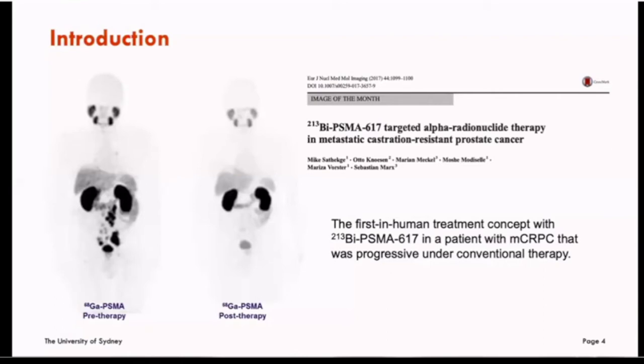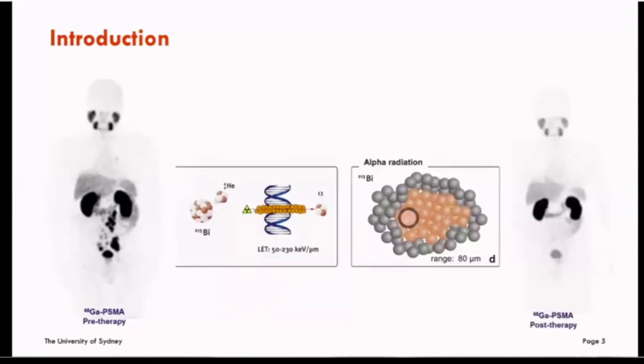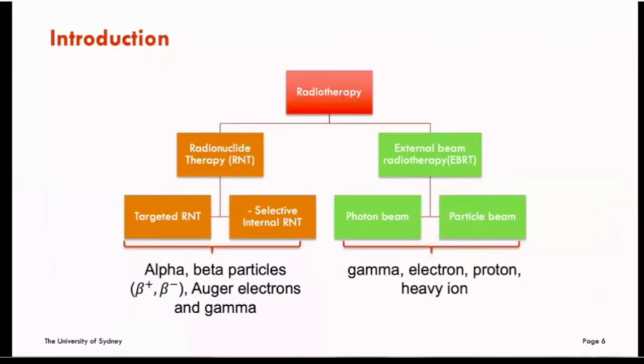As you can see in this clinical study, for example, the radiolabeled PSMA molecule with bismuth 213, which is an alpha emitter, was used to treat a patient with metastatic castration-resistant prostate cancer. So the role of radiobiology is to identify mechanisms and processes that underlie the response of tumors and normal tissue to radiation, which helps to explain observed phenomena such as cell repair, mechanism of DNA damage, and abscopal effect.